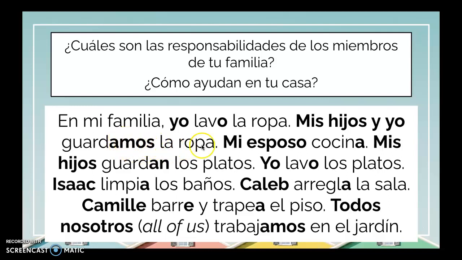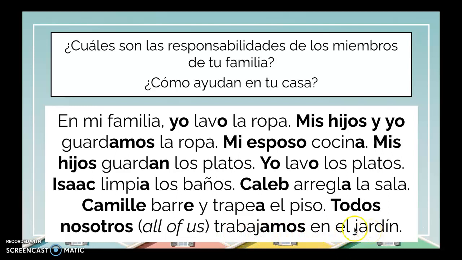So we're changing the ending based on who is doing the action. Mis hijos y yo would be an amos. Mi esposo, he, cocina. Mis hijos guardan los platos. Yo lavo los platos. Isaac limpia los baños. Caleb arregla la sala. Camille barre y trapea el piso. Y todos nosotros, all of us, trabajamos en el jardín.